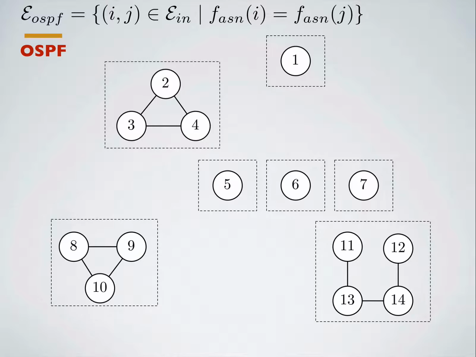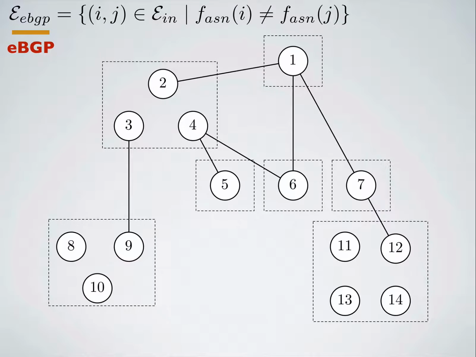For instance, we can define the OSPF edge list, EOSPF, to be the set of all edges from the input topology where the ASN of the router i is equal to the ASN of the router j. This essentially returns only the physical links that were present in the original input graph that belong to the same AS. This is similar to our whiteboard example. We can define a similar algebraic rule for BGP. Here, the edge set for BGP will be the edges where the ASN is different.